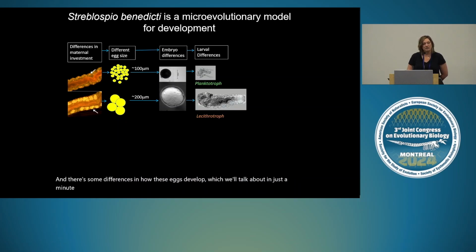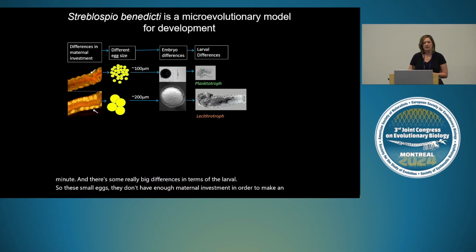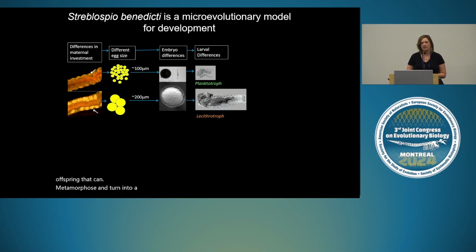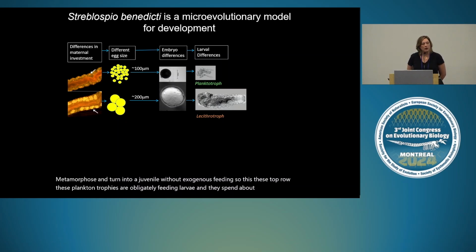There are also some really big differences in terms of the larval types. These small eggs don't have enough maternal investment to make an offspring that can metamorphose and turn into a juvenile without exogenous feeding. So these top row, these planktotrophs, are obligately feeding larvae. They spend about 3 weeks out in the water column, swimming around, eating, before they can metamorphose into juveniles. On the other hand, the bottom female with the large yolky eggs is making lecithotrophic, or yolk-feeding, larvae. Once they're released from their mom, these larvae are only larvae for about a day, and then they are competent to metamorphose into juveniles without feeding.